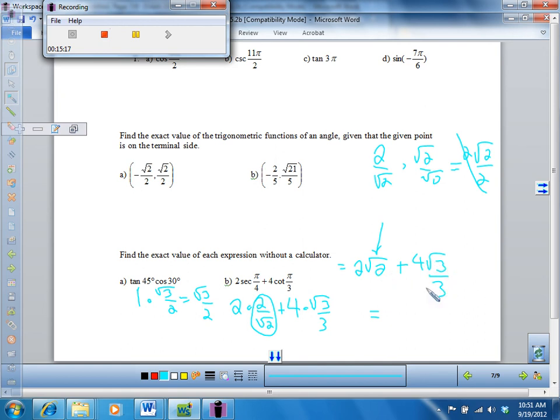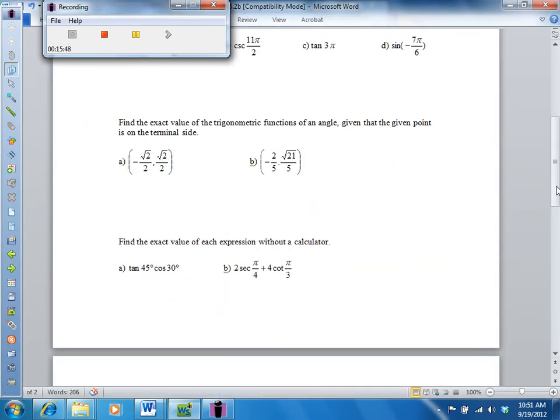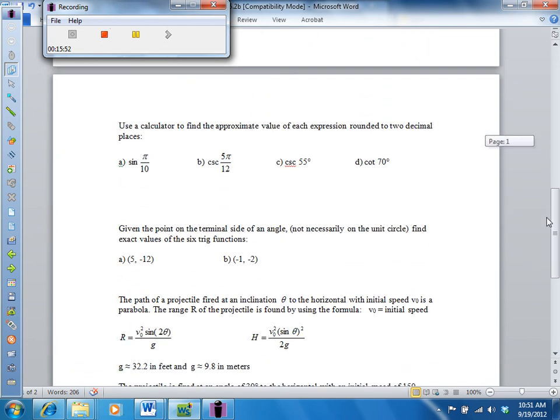In your book, they find a common denominator, they multiply everything by 3. So they call this 6 root of 2 plus 4 root of 3, the whole thing over 3, like that. That's kind of the way you'll see it. Okay? What else we got here? A couple more things and then we'll be done.